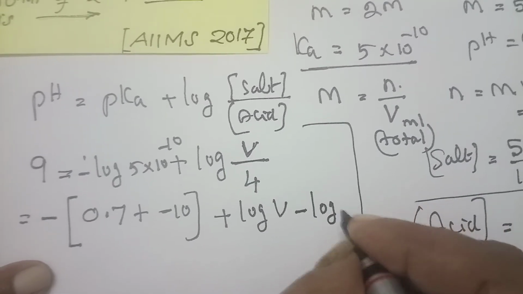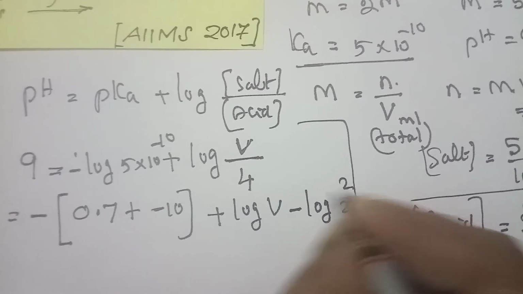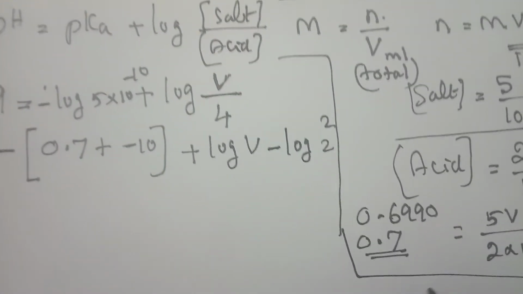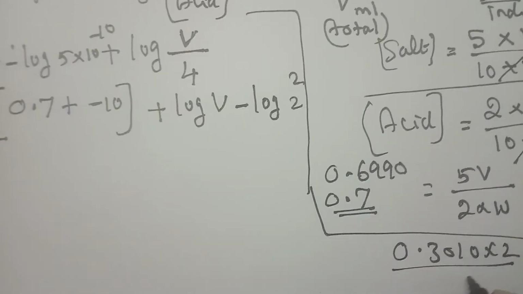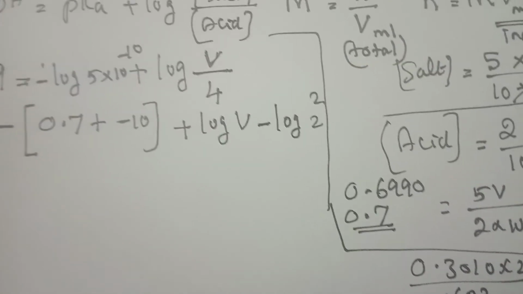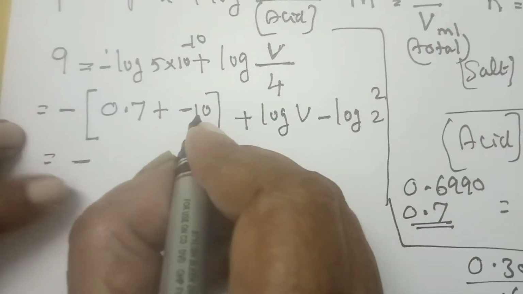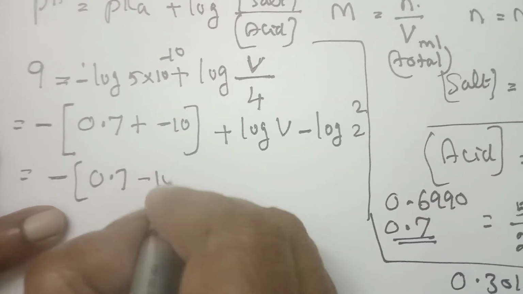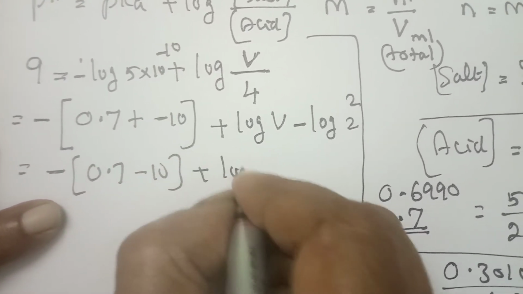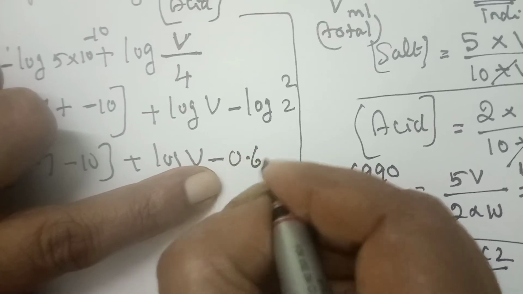Log 4 you can write as 2 squared, that is 2 into log 2. What is log 2? It is 0.3010, into 2. Okay, now let us go to the next one. Minus, here 0.7 plus into minus 10. Here plus log V minus 2 log 2, we got it. 2 log 2 is 0.602.